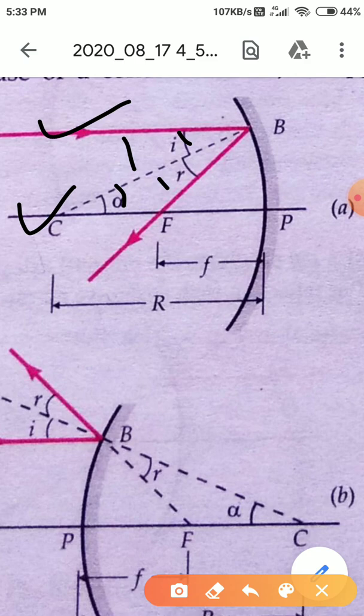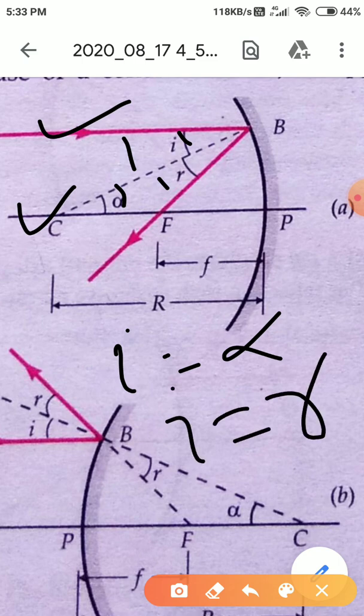And from the law of reflection, I is equal to R. So I is equal to R and I is equal to alpha. Therefore, R and alpha are equal. So the sides opposite to equal angles are also equal. So CF is equal to BF.